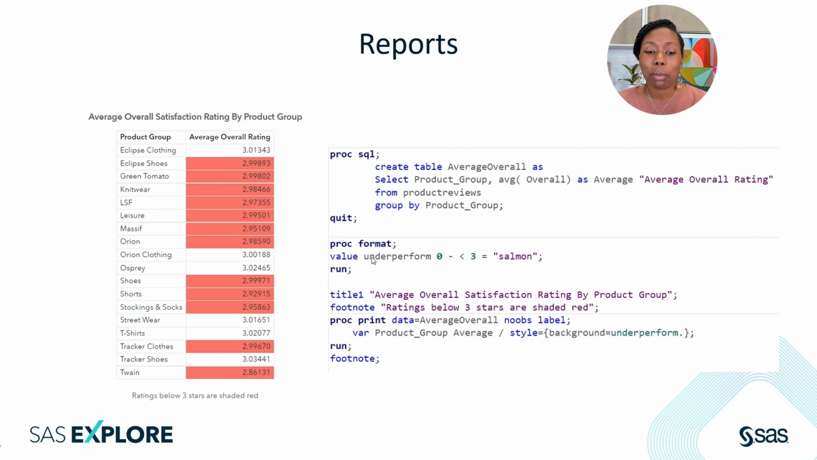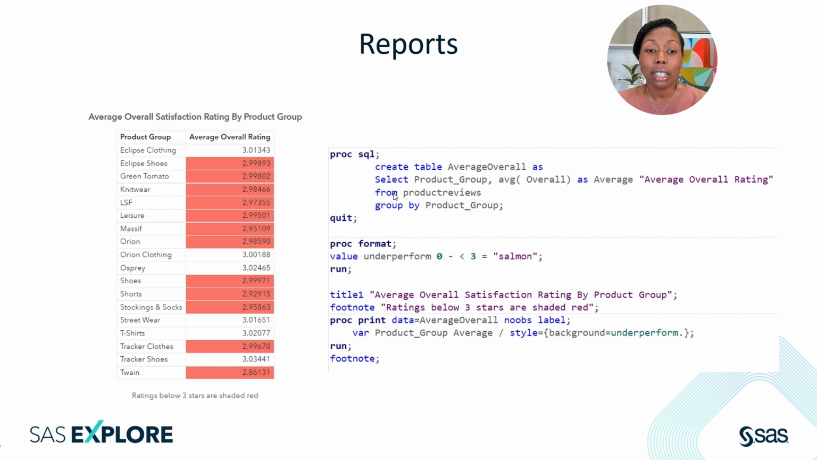Going up to our next step with our proc format. This is where we're creating that format called underperform. So with our value statement, we're saying ratings that are from 0 all the way up to, but not exactly 3, we're going to have the word salmon, and that is being used within our style equals and our background equals options, sub-options.